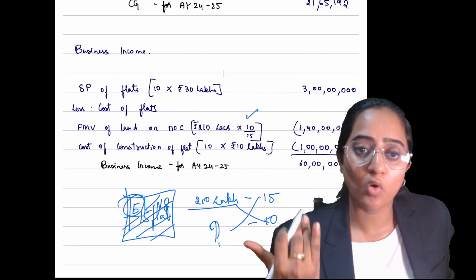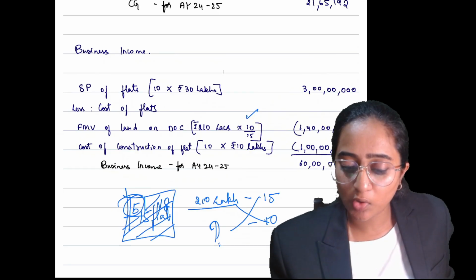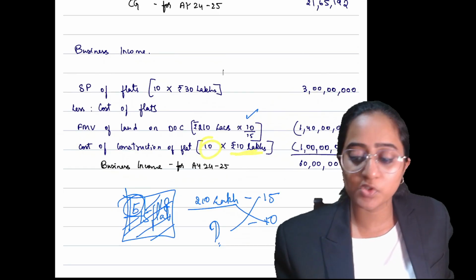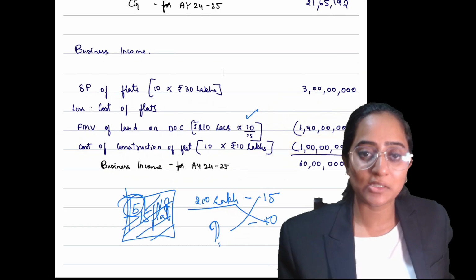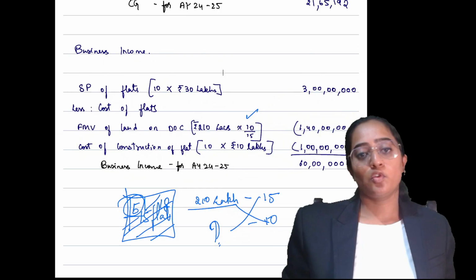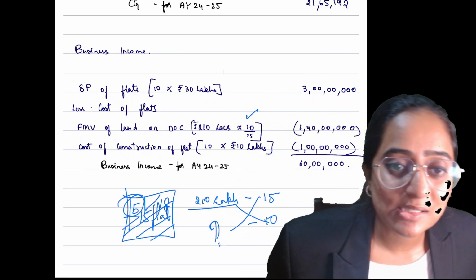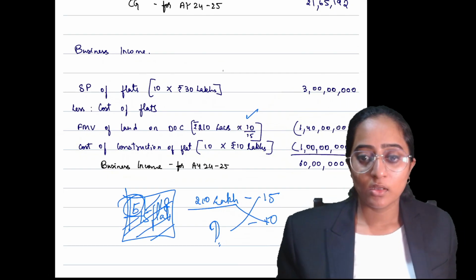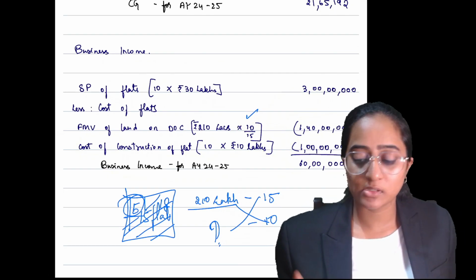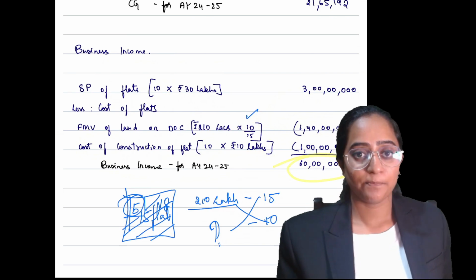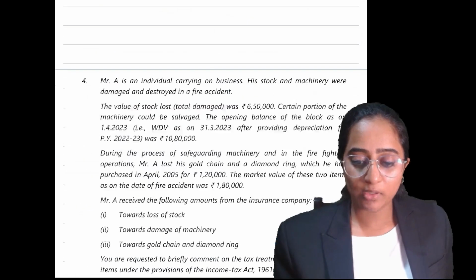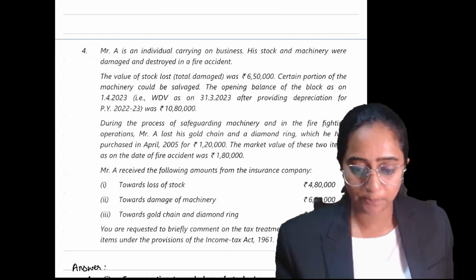1.4 crore fair market value is already taxed. To that extent of 10 flats, 10 lakh rupees is the cost which you incur. This is as per your PGBP expenses. Whatever the remaining amount you're going to get is going to be your business income. Clear? All of us clear? This is going to be 60 lakh. I hope this point is very clear to everyone.